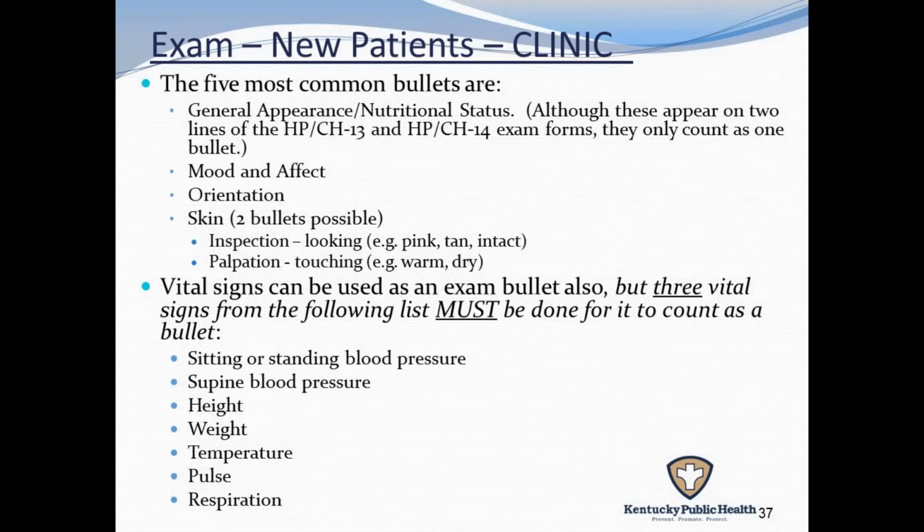Now, that's your 5 most common bullets. If you add 3 vital signs, with vital signs it is a 3 for 1. So you have to have 3 vital signs in order to get 1 exam bullet. I list your vital signs there. That's not all of them, of course, but I ran out of room, so that's what I could fit. Just remember, you have to have 3 vital signs to get 1 exam bullet.